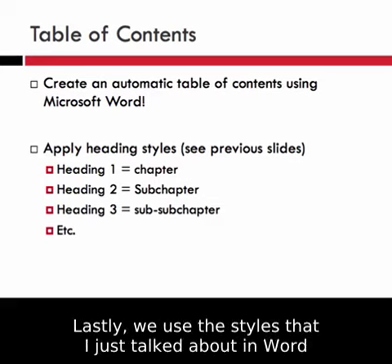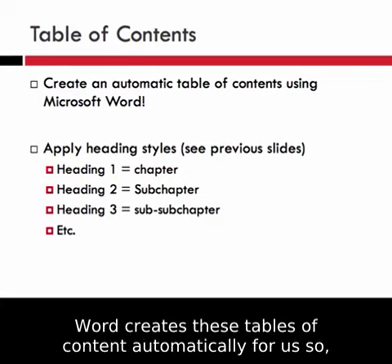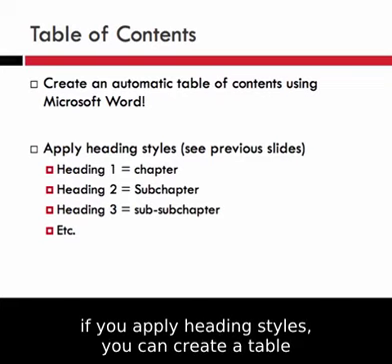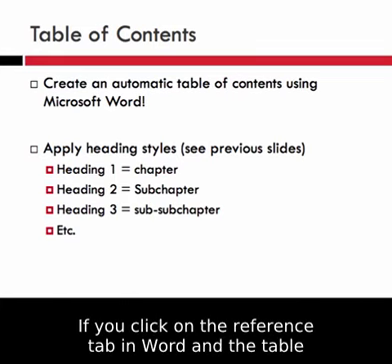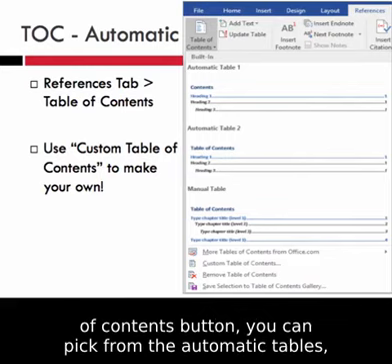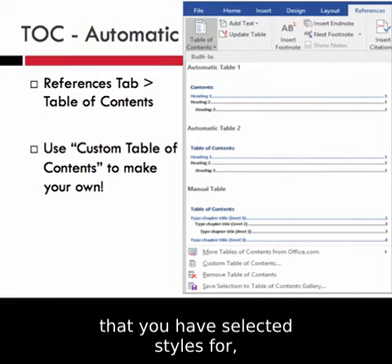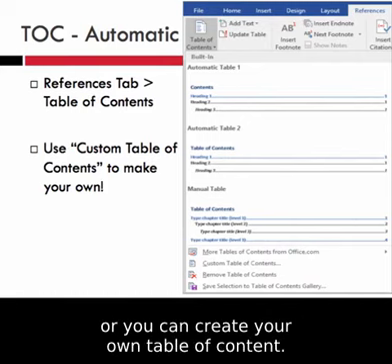Lastly, we use the styles that I just talked about in Word to help us create a table of contents. Word creates these tables of contents automatically for us. So if you apply heading styles, you can create a table of contents very easily. If you click on the References tab in Word and the Table of Contents button, you can pick from the automatic tables, which are built from the headers that you have selected styles for, or you can create your own table of contents.